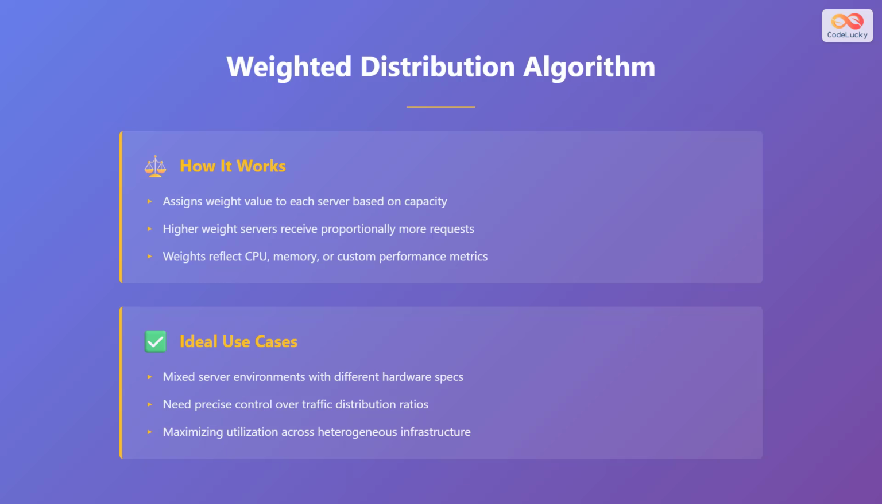Weighted distribution assigns a weight value to each server based on its capacity. Servers with higher weights receive proportionally more requests. Weights can reflect differences in CPU power, memory, or custom performance metrics. This algorithm is perfect for mixed server environments where hardware differs, when you need precise control over traffic distribution ratios, and for maximizing utilization across heterogeneous infrastructure.